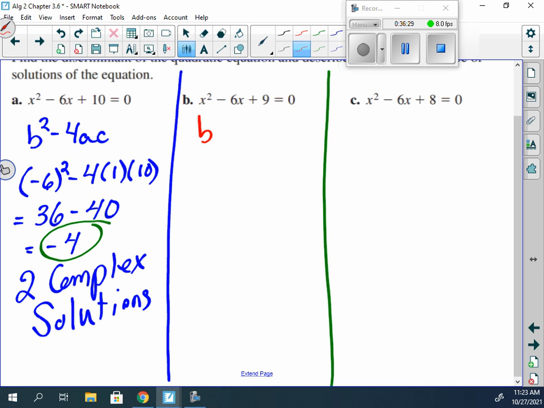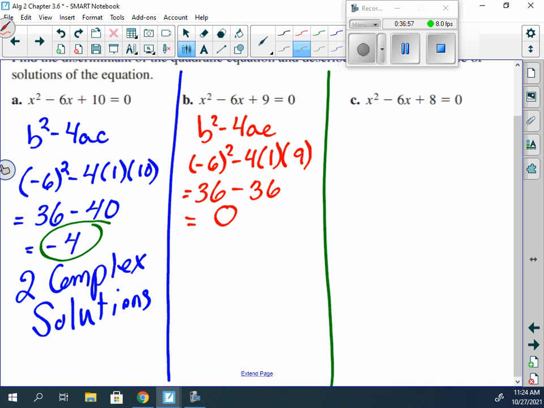Here, b squared minus 4ac. Well, the value of b is still negative 6 squared minus 4. A is 1 and C is 9. Now we could plug this in or do it by hand. Negative 6 squared is still going to be positive 36. Negative 4 times 1 is negative 4. Times 9 is negative 36. So 36 minus 36 is 0. So we have what?